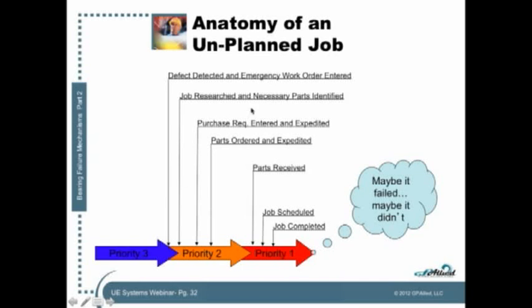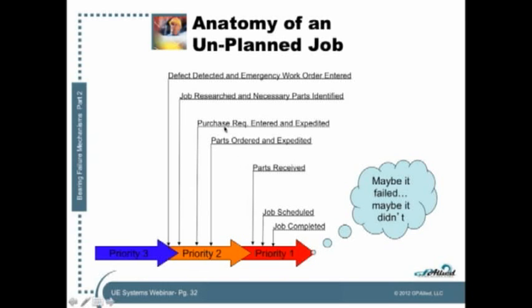We enter an emergency work order instead of a request. We expedite the purchase request. We expedite parts getting shipped. We receive the parts, the job scheduling completed. We don't have time to kit the parts. We don't have time to plan the work a month in advance or schedule the work 2 weeks in advance. All we're doing is fetching parts and getting them in as quickly as possible and getting the machine fixed, interrupting production schedules along the way.